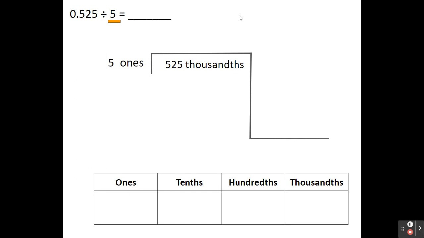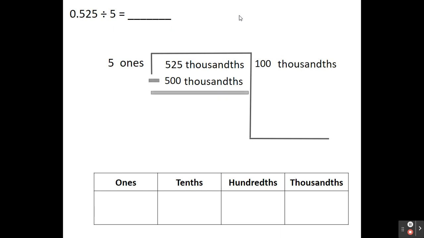525 is a really big number, so I'm not going to write out multiples, but I'm going to use my knowledge of multiplication to figure out what can get me as close to 525 as possible. When I'm working with big numbers, I like to start out by multiplying by 100. 5 times 100 is 500. That's pretty close to 525. Then I do ones times thousandths is thousandths. Now I subtract. 525 minus 500 is 25 thousandths.